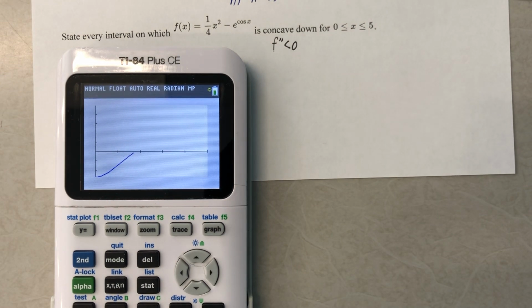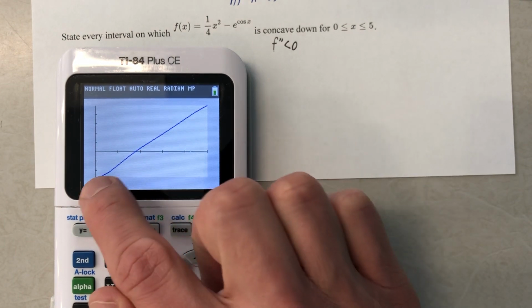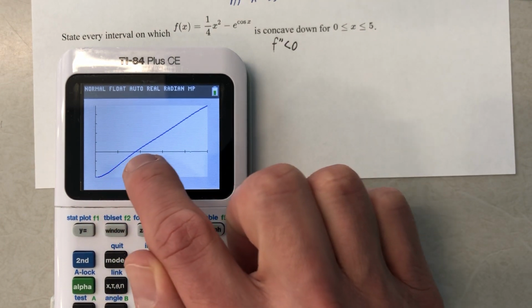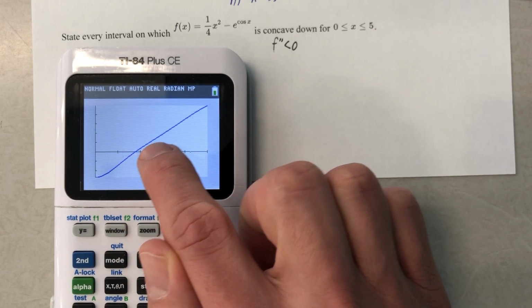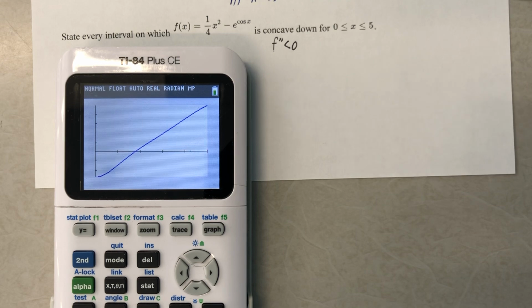I want to know where this graph is concave down. Yeah, good luck with that. It looks almost straight right here, and I can't tell. I mean, if it's curved, it's very slight. This looks like it's concave up. But around here, it looks a little concave down, and here I can't tell. It's just so subtle. Good luck with that.